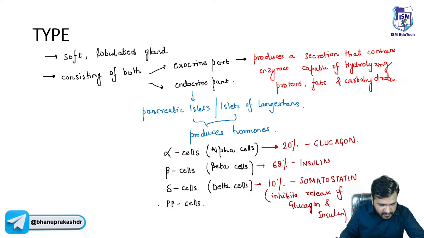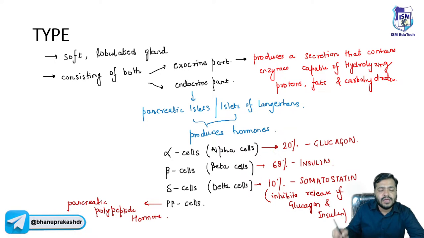So now what is the full form of PP, beta? Remember, the PP is pancreatic polypeptide cells. These release a hormone that is called the pancreatic polypeptide hormone. Now, what is the function of this hormone, beta?